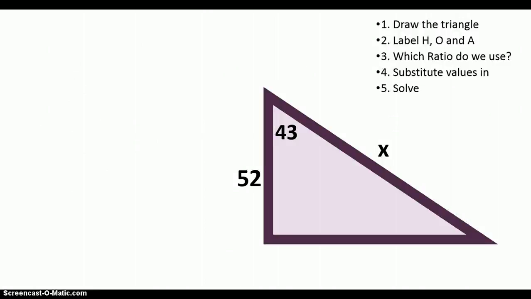So you'll notice on the top right hand corner the 5 steps that I mentioned in the previous video. We're going to use those 5 steps again to solve these trigonometric equations. So a typical question would be something as you've seen right there, and the prompt would be solve for x. So the first step is draw the triangle. We've done that. Next step, label H, O, and A.